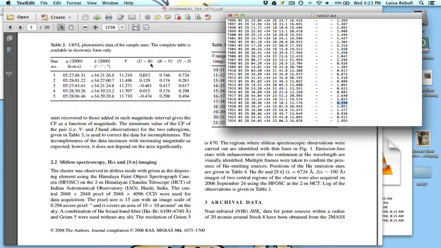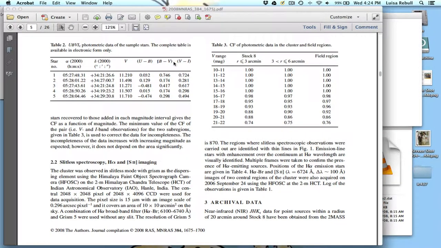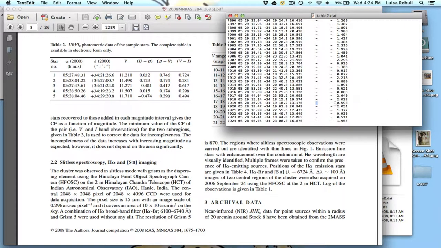But they don't have U or B, right? Because in order to have a U minus B, you have to have a U and a B, but they don't have it, so it's blank. And then B minus V is this column. They have a V, but they don't have a B, so that column is empty. So it's basically saying that they have two photometric data points for this object, a V and an I, but not a U or a B. Okay.